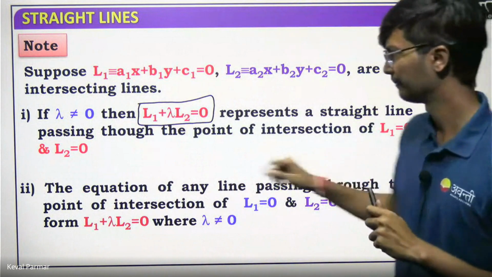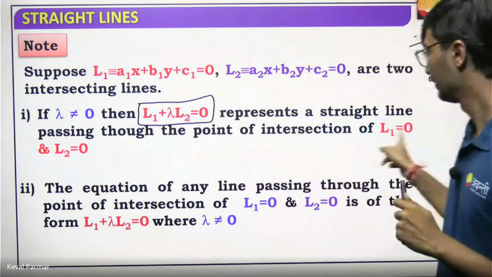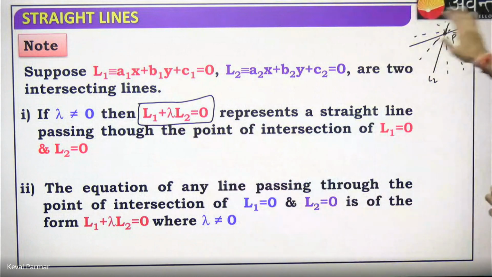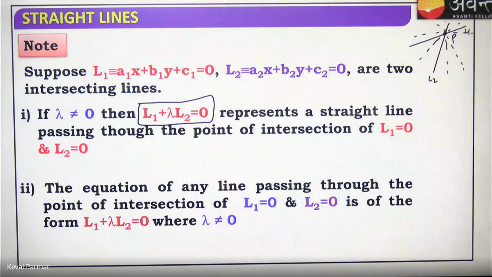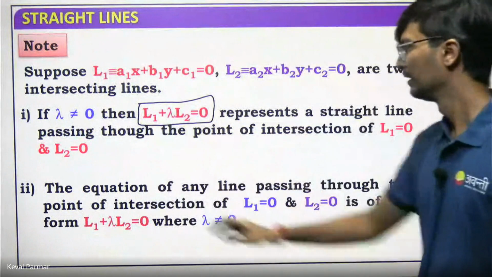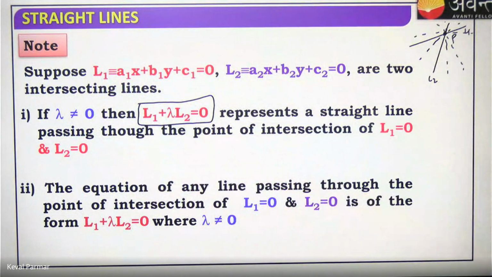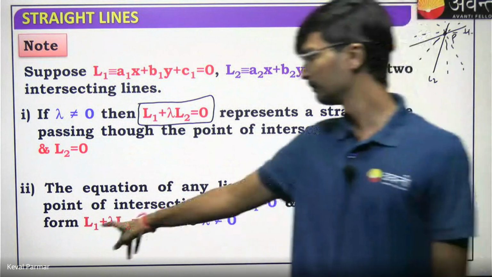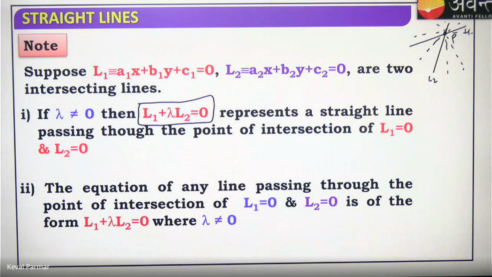Let's read the statement. L1 + λL2 represents a straight line passing through the point of intersection of these two. That means any line passing through the point of intersection can be given by L1 + λL2 = 0. The same statement in another form: the equation of any line passing through the point of intersection of L1 and L2 is of the form L1 + λL2 = 0. Got it, guys?